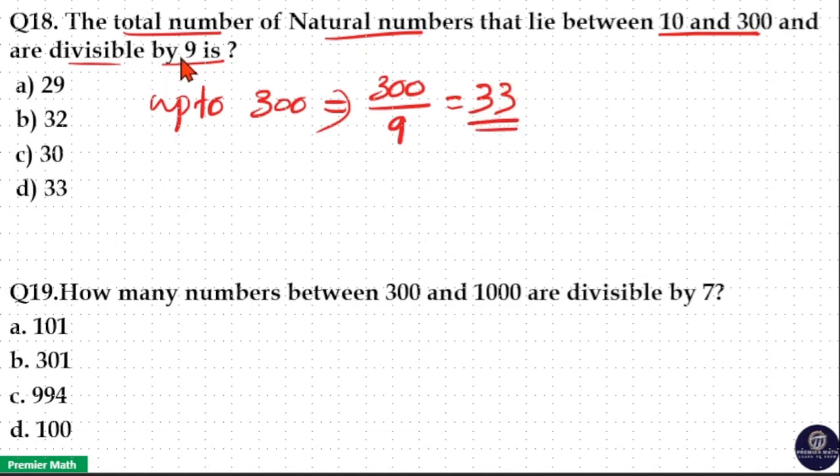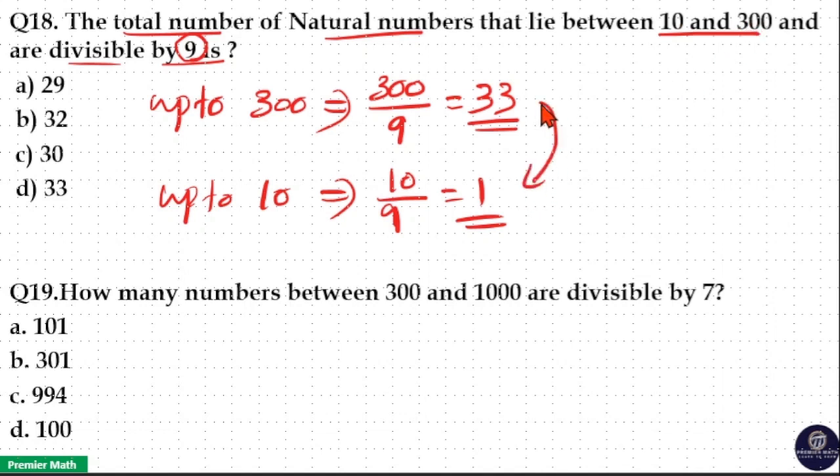So 33 multiples of 9 means these 33 numbers are divisible by 9 as well. Now we need multiples of 9 between 10 and 300. Up to 10, there is only one multiple of 9. So we need between 10 and 300, means 33 minus 1. Difference between 33 and 1 is 32. So there are total 32 multiples of 9 present between 10 and 300. So option B is your answer. 32 multiples of 9 means which are divisible by 9 as well.